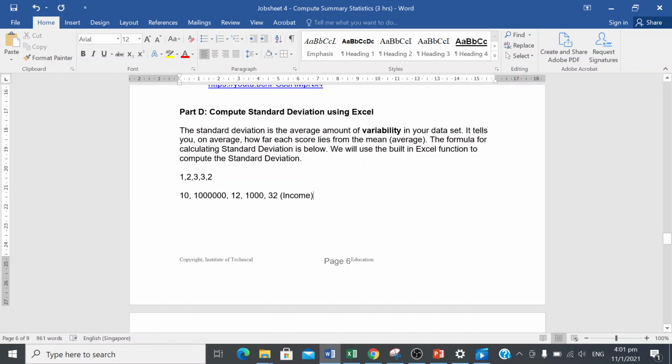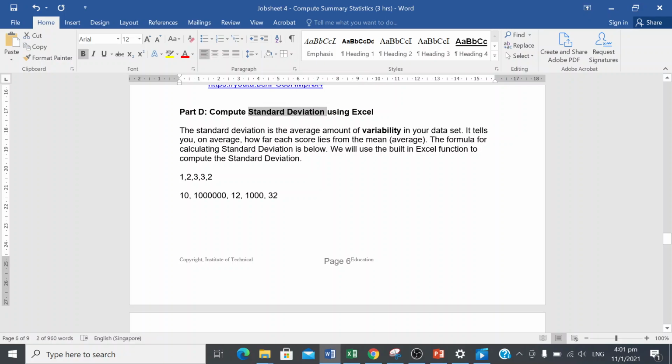We have super rich people and we have people who are working part time. Or we have our normal people. So this data set can actually be income. Or there can be other data sets and so on. So there will be data that is highly variable, and we can see the amount of variability by using standard deviation.